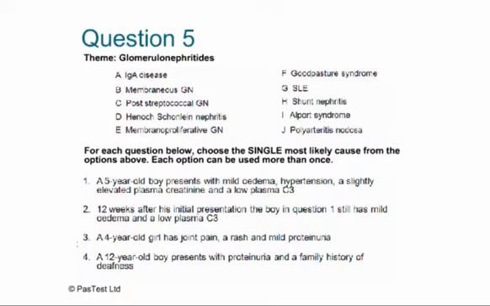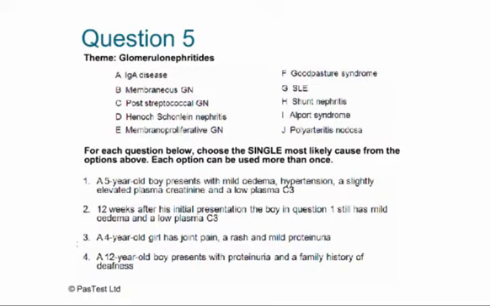So question 1 is a 5-year-old boy who presents with mild edema, hypertension, and a slightly elevated plasma creatinine and a low plasma C3. Question 2, 12 weeks after his initial presentation, the same boy in question 1 still has mild edema and a low plasma C3. Question 3 is a 4-year-old girl with joint pain, a rash and mild proteinuria. And question 4 is a 12-year-old boy who presents with proteinuria and a family history of deafness.